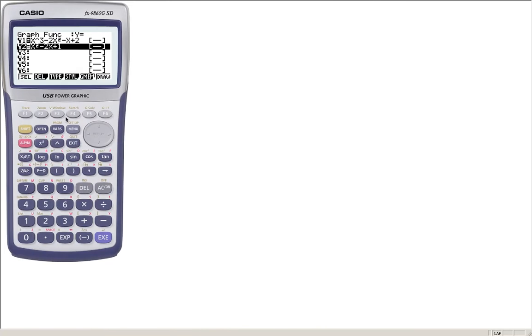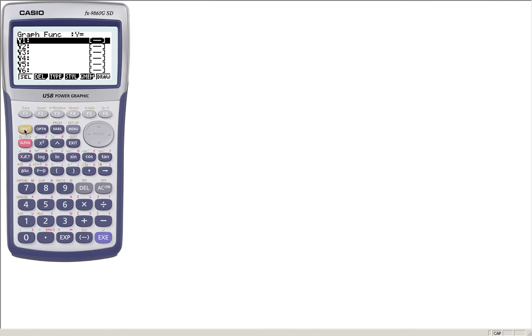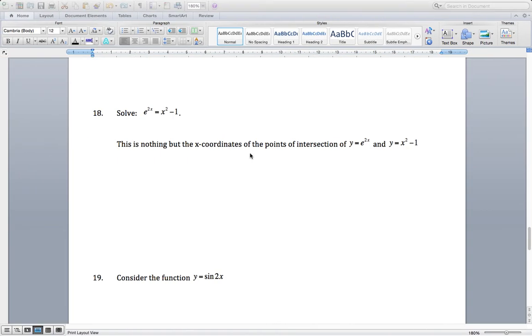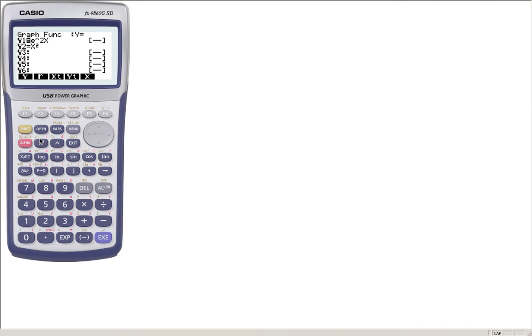First let me delete everything. So what I'm going to do is type y1 equal to e power 2x. So shift ln 2x, and then I'm going to type y2 equal to x squared minus 1. So x squared minus 1. Enter. Now draw.